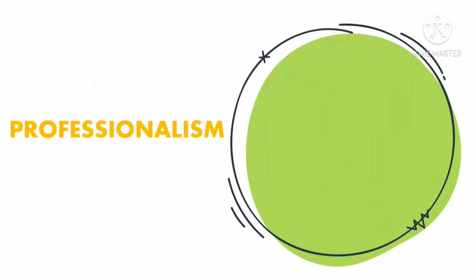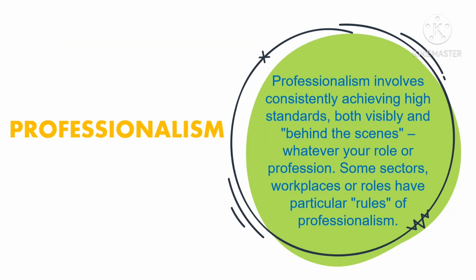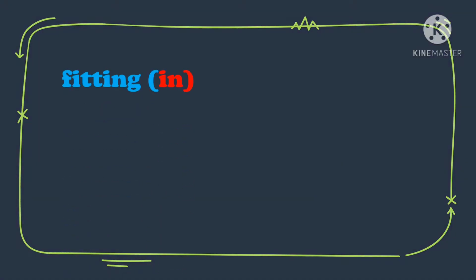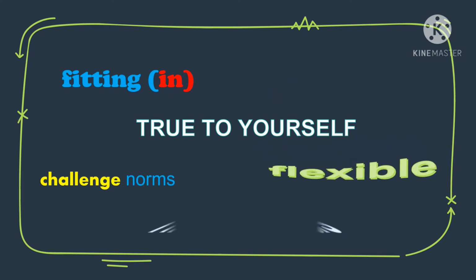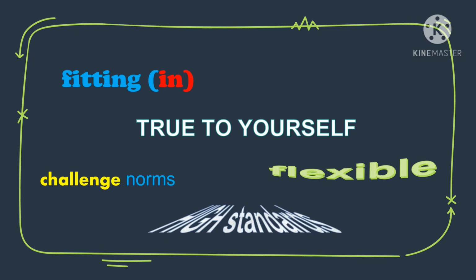What is professionalism? Professionalism involves consistently achieving high standards, both visibly and behind the scenes, whatever your role or profession. Some sectors, workplaces, or roles have particular rules of professionalism. Fitting in is a big part of professionalism. However, being true to yourself is just as important. True professionals know when and how to challenge norms. They are also flexible while still maintaining high standards.